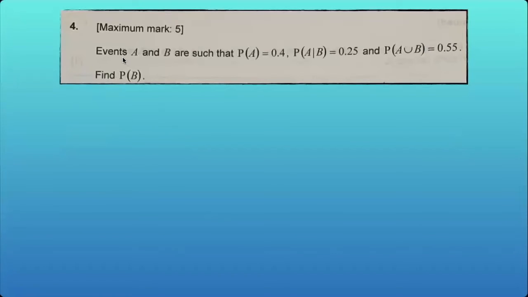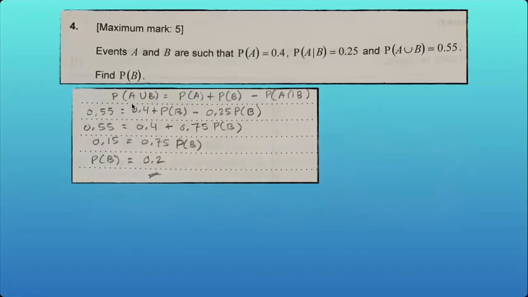Number 4, events A and B are such that probability of A is equal to 0.4, probability of A given B is equal to 0.25, and probability of A union B is equal to 0.55. Find probability of B. This is a very common question in the exam. So we will use this formula here.